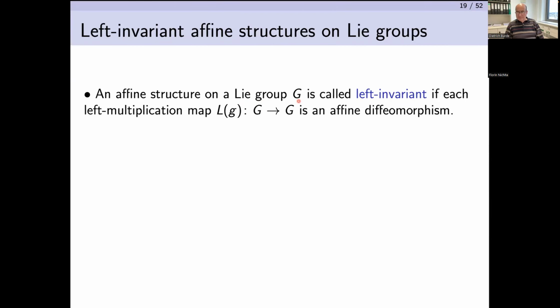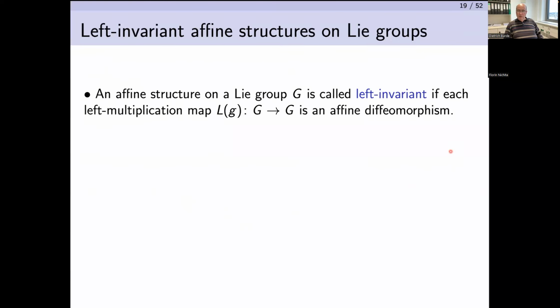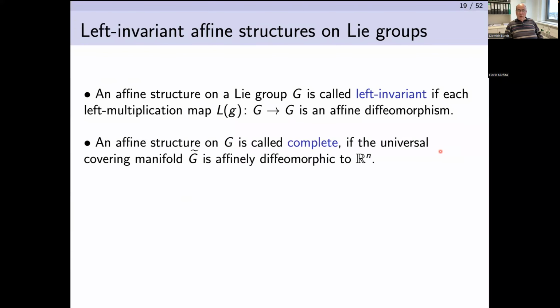And even more so, there is a third variant, namely that you put into play not only manifolds, but Lie groups. But then you need to consider left-invariant structures. And that just means that the left multiplication maps are affine diffeomorphisms. No, sorry. Should go in this direction.